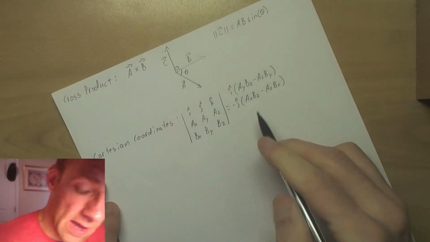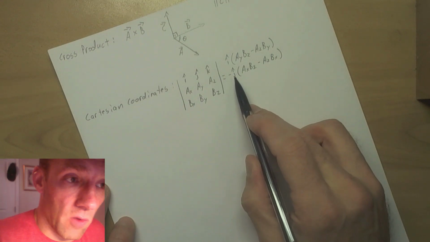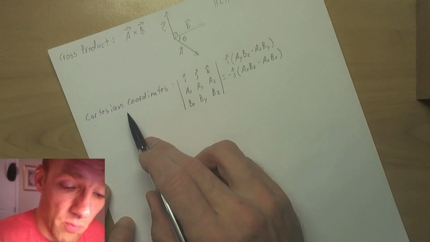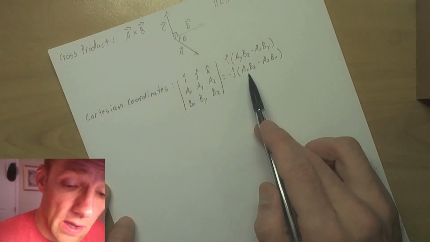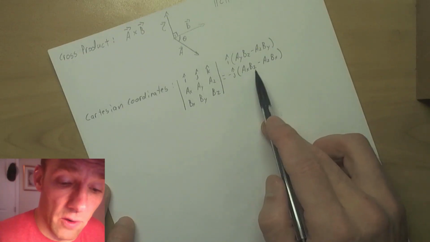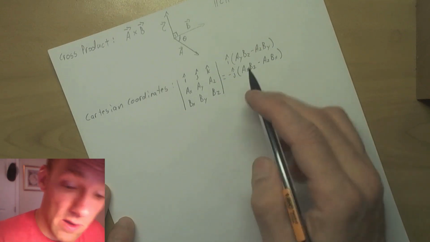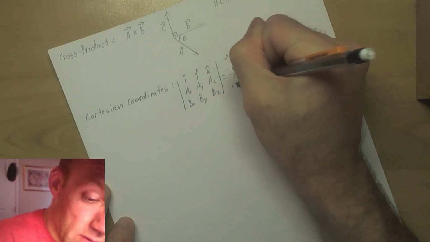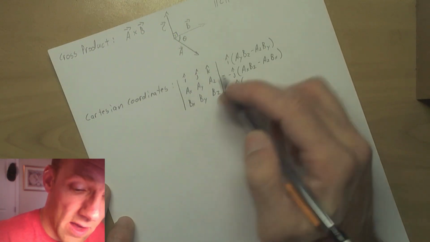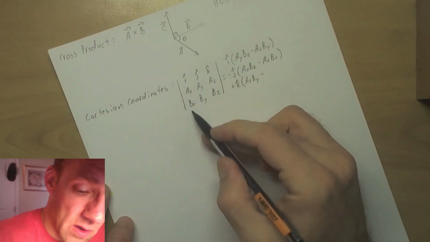AZBX. You notice that if we're computing the y component of the cross product, it involves the components that aren't the y component. So it's the x and z components. And likewise for k, it's the same sort of thing. We eliminate the first row and the last column, in this case AXBY minus AYBX.